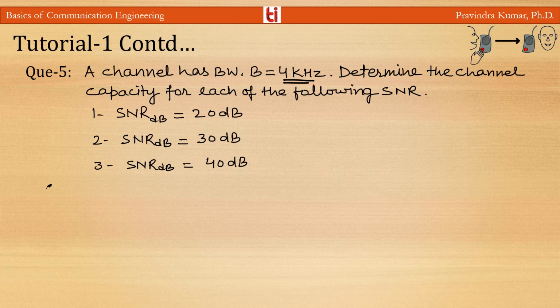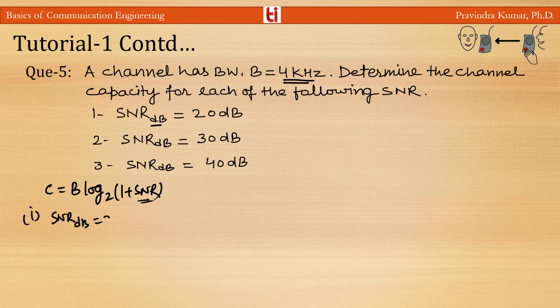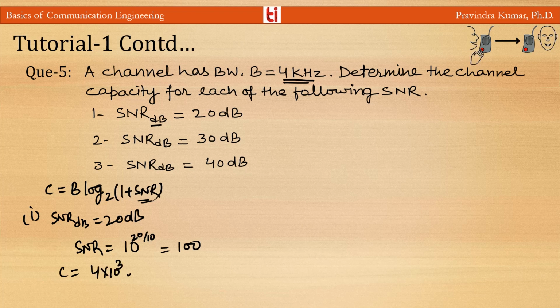Here, the channel capacity C is B log 2 of 1 plus SNR. SNR is given in dB, so first we have to convert SNR in dB to simple SNR. In the first case it is 20 dB, so the normal SNR, taking the antilog, is 10 to the power 20 by 10, which is 100. So C is 4 into 10 to the power 3 into log 2 of 1 plus 100.